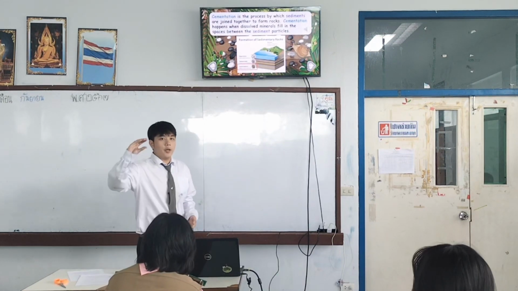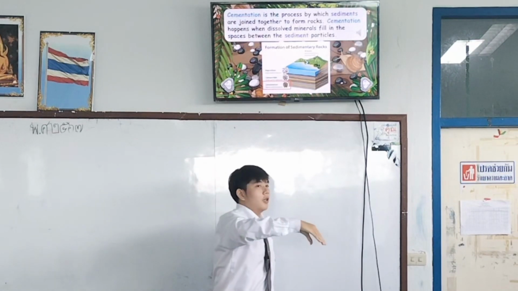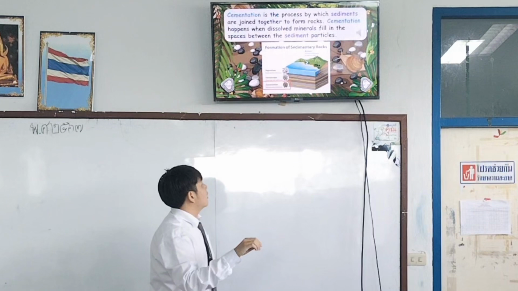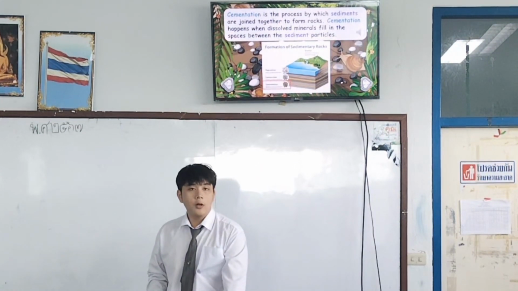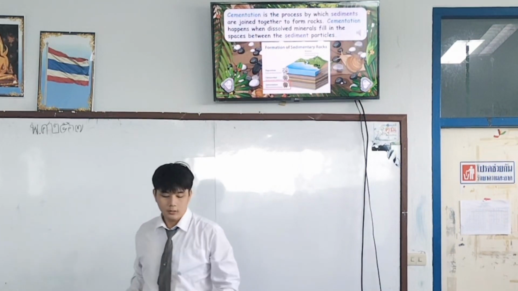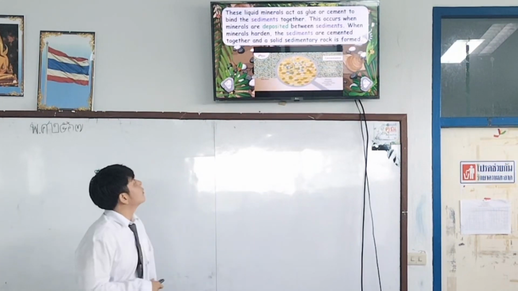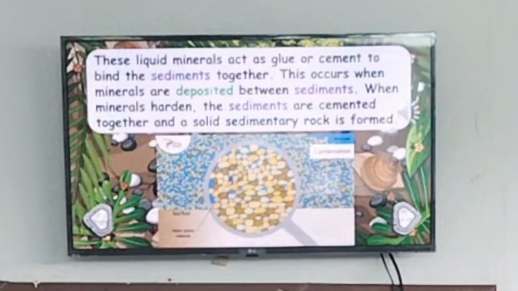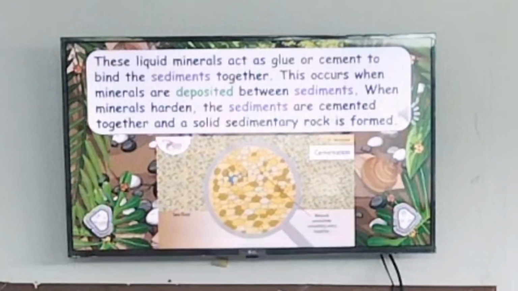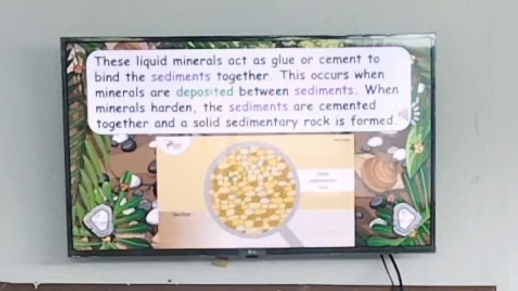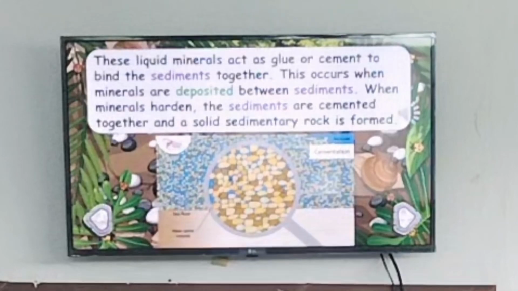When the water fills in the space of the layers, it will form rocks, and you will see it forms the rock by sticking sediments together. Okay, you will see here. These liquid minerals act as glue or cement to bind the sediments together. This occurs when minerals are deposited between sediments. When minerals harden, the sediments are cemented together and a solid sedimentary rock is formed.